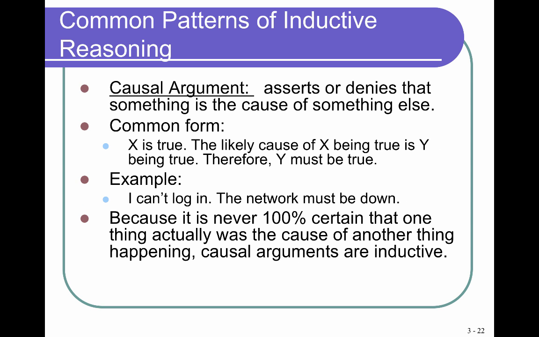In a causal argument, the arguer is asserting or denying that something is the cause of something else. So X causes Y is the basic form, or as it says here, X is true. The likely cause of X being true is Y being true. Therefore, Y must be true. The example is, I can't log in, the network must be down. Or in longer form, I can't log in. The likely cause of me not being able to log in is that the network is down. Therefore, the network must be down.